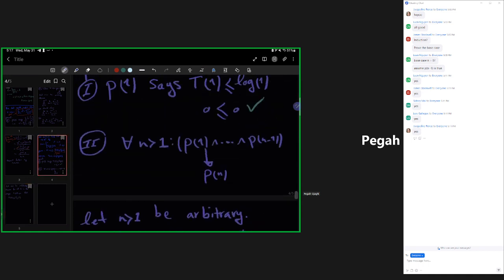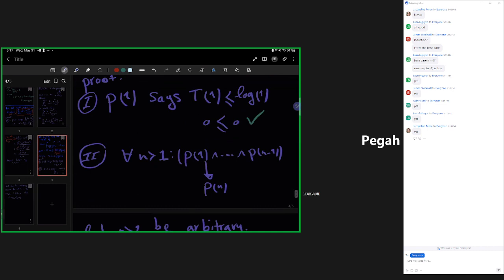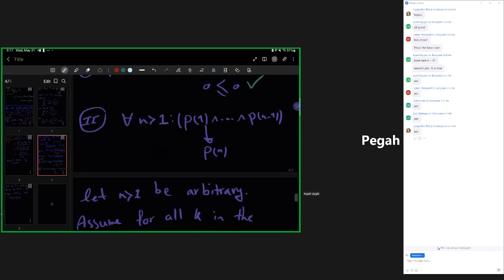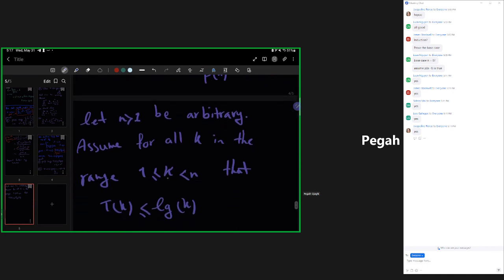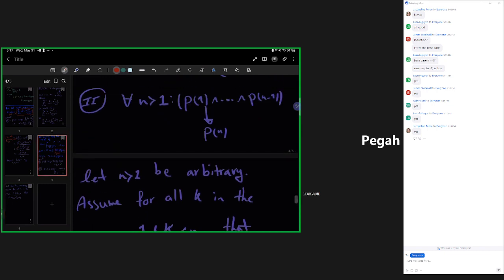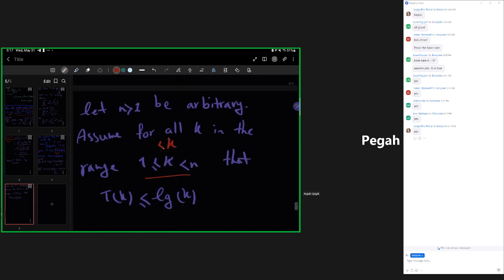What does that mean? We consider all P1 to Pn minus 1, which means any number between them. Why do I write it like this? Because when I say Pk from 1 to n minus 1 is true, it means all of them are true. So consider this to be true.